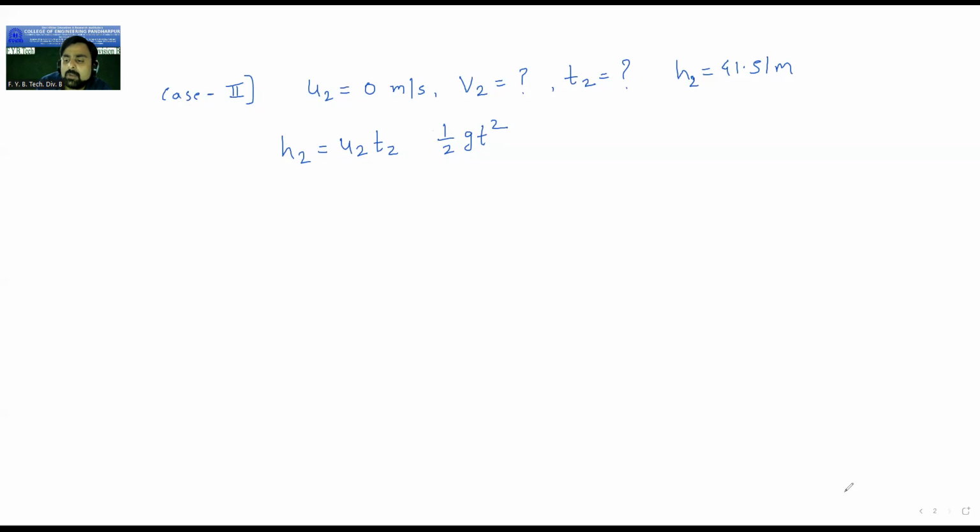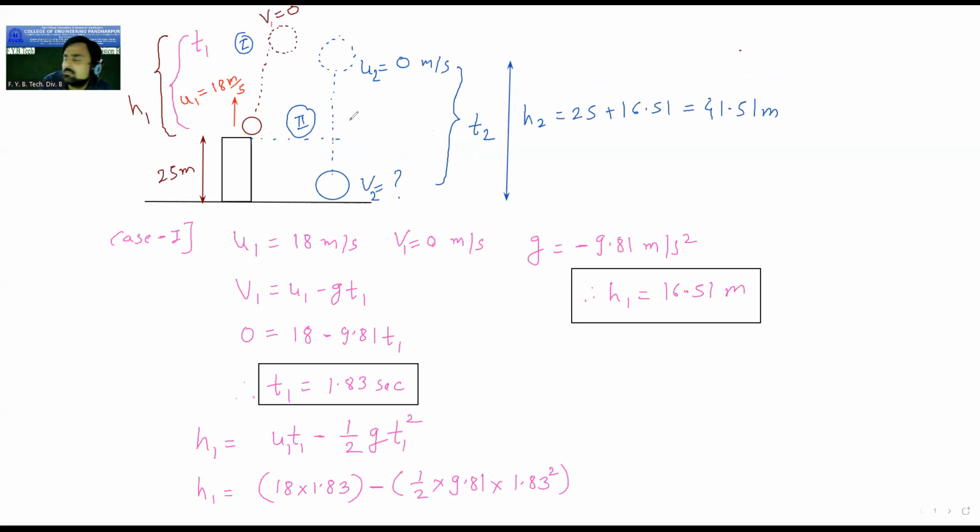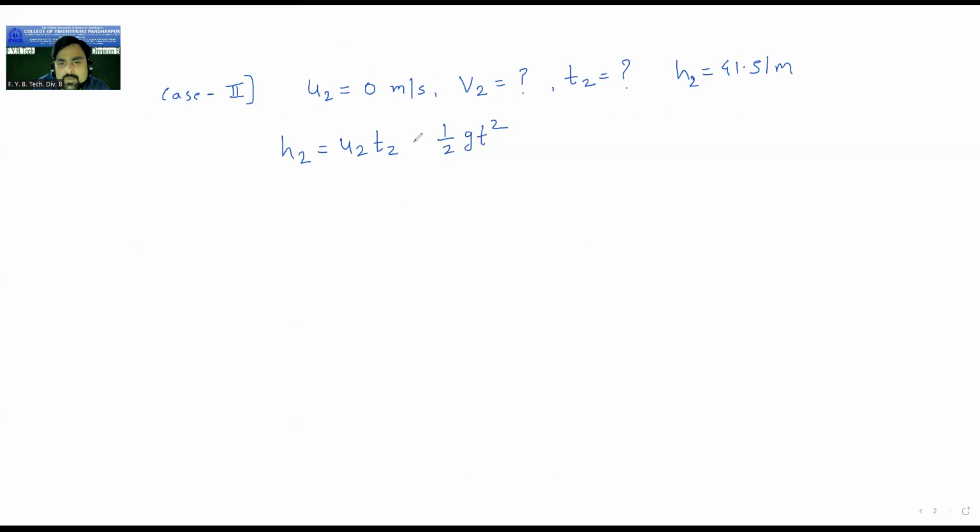Now g is plus or minus in the second case. इथे g plus घेणार का minus घेणार? Plus घेणार, कारण motion ही downward आहे in the direction of acceleration due to gravity. Okay, so this is plus. So here I will write plus g.